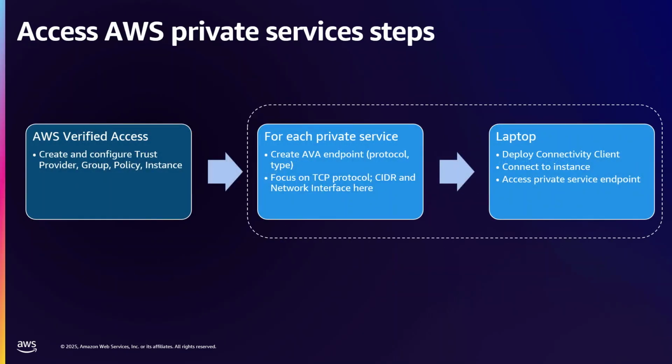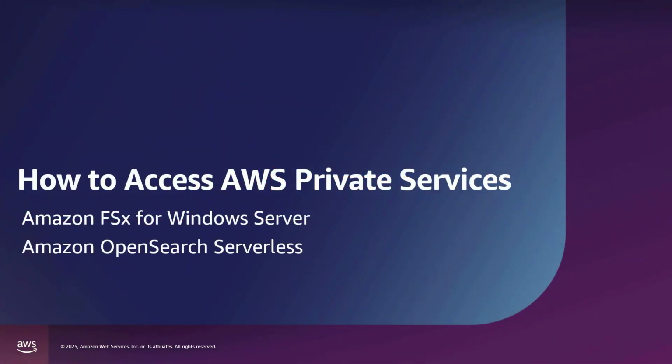So what this means is we first have Verified Access, we create and configure our trust provider, our group, our policy, and then for each private service, we create an AVA endpoint, a Verified Access endpoint, that gets us to the TCP protocol and the layer 7 application that we want. And we also have our connectivity client at the edge, which allows us to connect to that, which my colleague John will tell you a little bit more about on how to access private services.